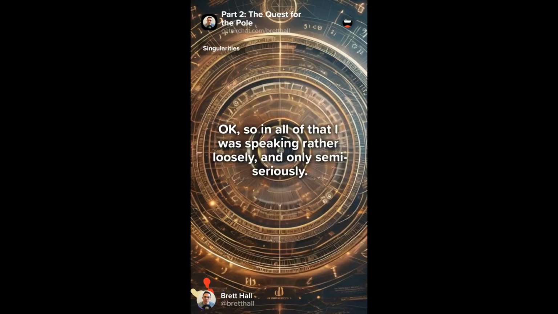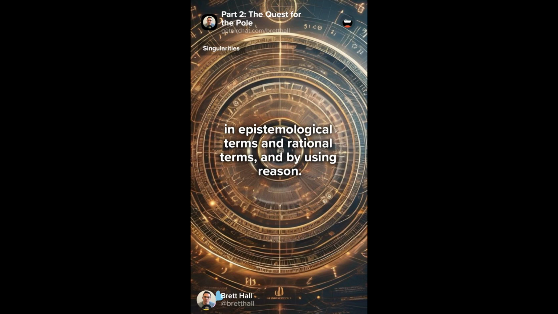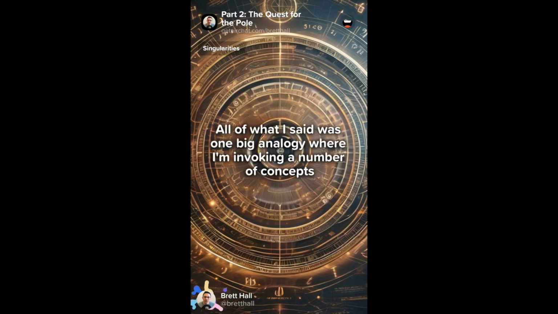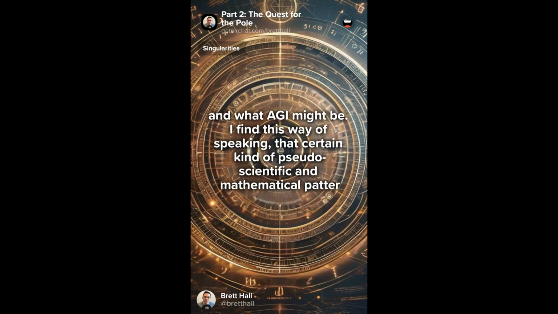Okay, so in all of that, I was speaking rather loosely and only semi-seriously. I meant part of it, but the main reason for any of this is to illustrate something deeper in epistemological terms and rational terms, and by using reason. All of what I said was one big analogy where I'm invoking a number of concepts, both mathematical and scientific. Then I segued myself into wild speculation about how the human mind worked and what AGI might be.